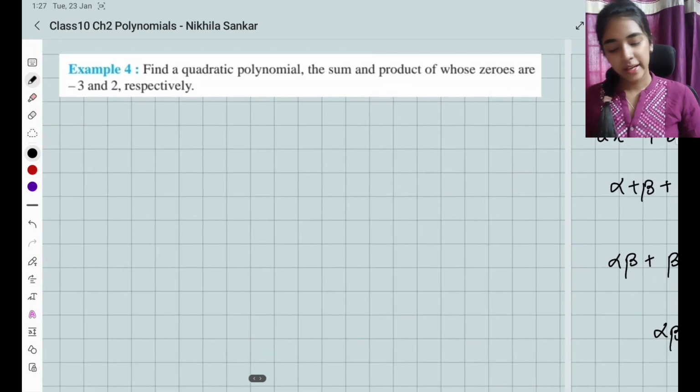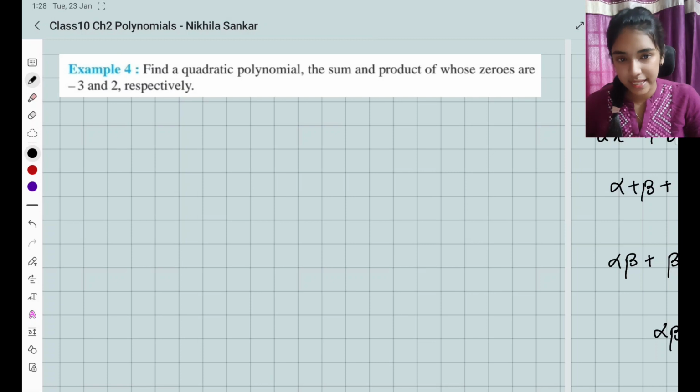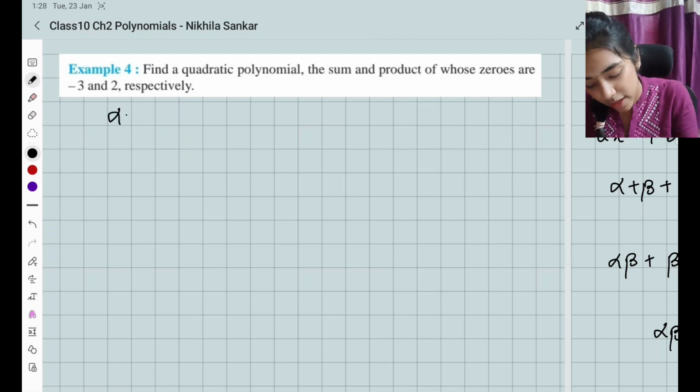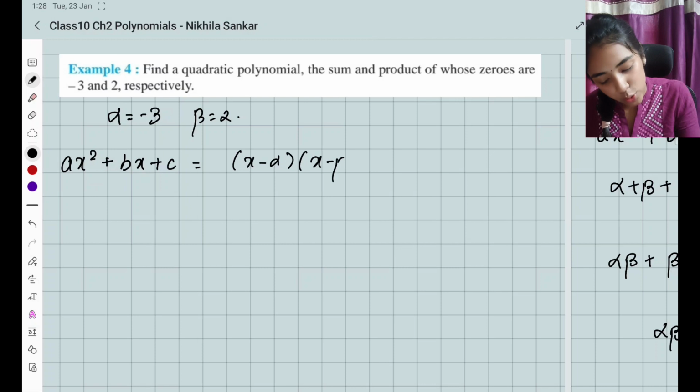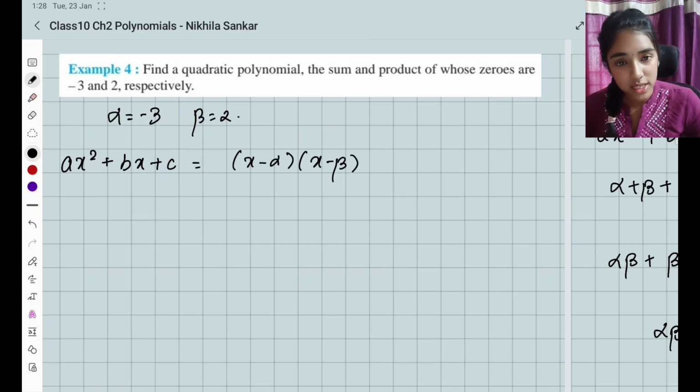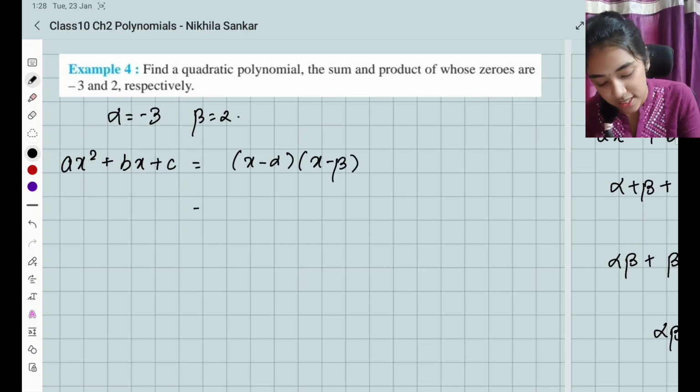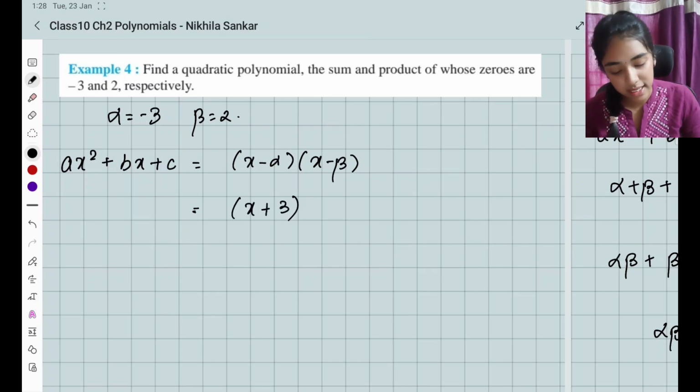Example 4. Find the quadratic polynomial if the sum and the product of whose zeros are minus 3 and 2. You have to find the quadratic polynomial. We have seen this. So you have alpha given to be minus 3 and beta given to be 2. Now the quadratic polynomial ax square plus bx plus c can also be written as x minus alpha into x minus beta, since the zeros are going to be alpha and beta. So you can write it like this. So you have x minus alpha, which is going to be minus of minus 3, so x plus 3, times x minus beta, whose value is going to be 2.